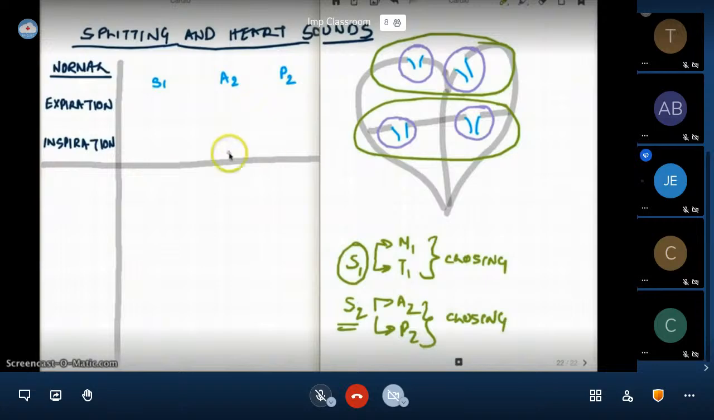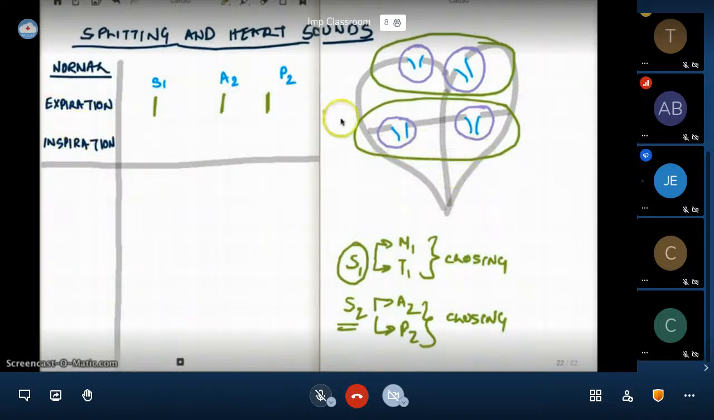Okay, so now let's say this is a normal heart, and let's say this is your S1 sound, this is your A2 sound, and this is your P2 sound. By the way, treat the x-axis as a timeline. That means the difference between S1 and S2, the time is this much. The difference in time between A2 and P2 is this much. This is in a normal heart when you're expiring. But let's say you are inspiring.